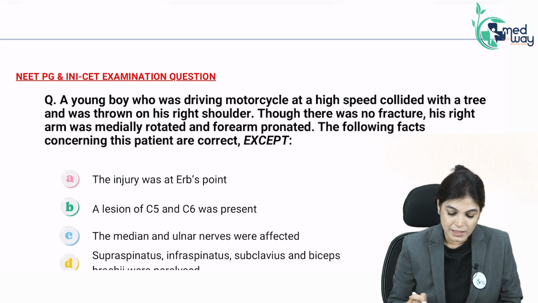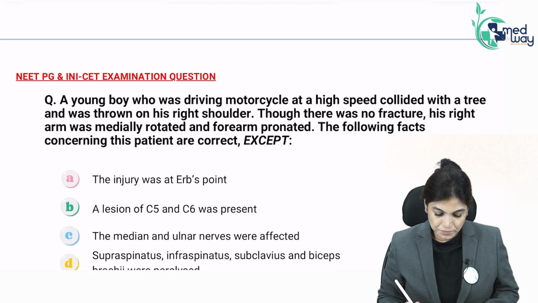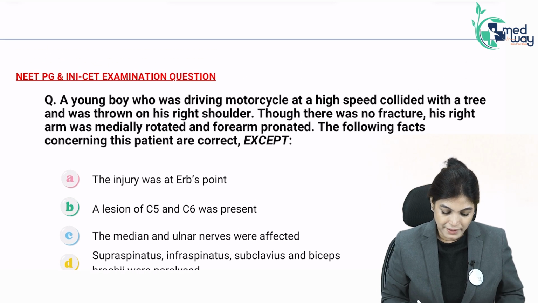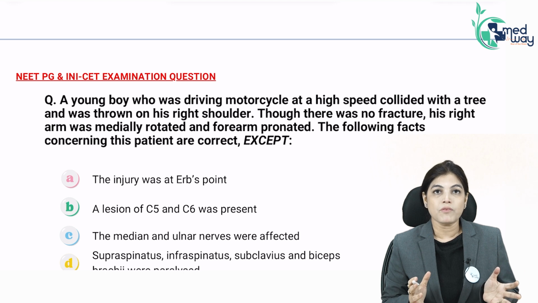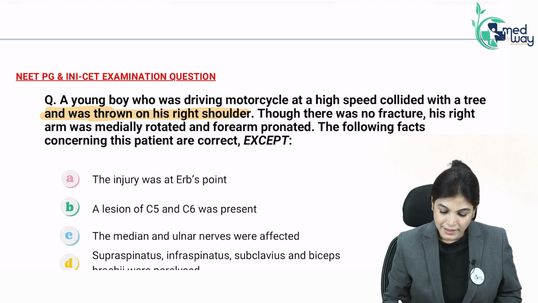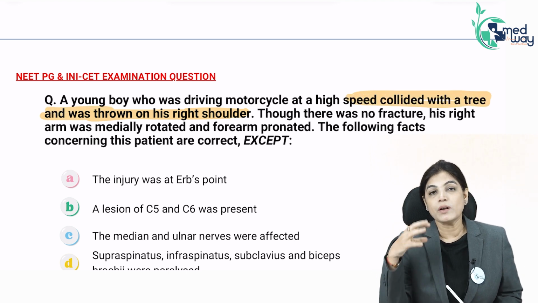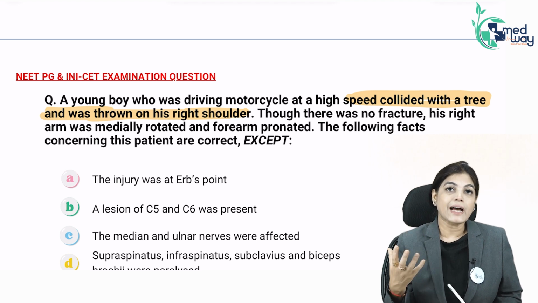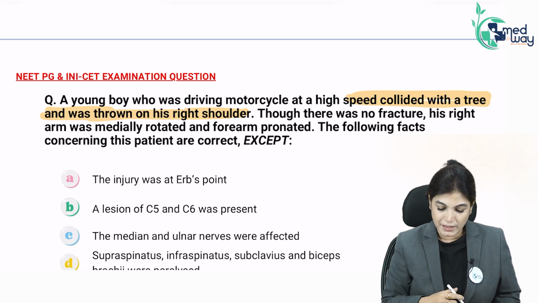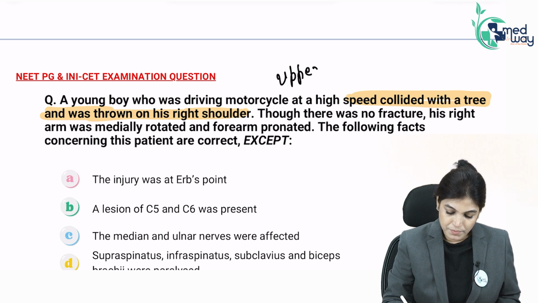So here, what happens in this case? If I talk about this condition, the key features I want to highlight. The key feature is the mechanism of injury. What you can see is he was thrown on the right shoulder. As I told you, one of the mechanisms of injury for the upper trunk brachial plexus is somebody falling right on the shoulder. That will lead to injury of the upper trunk of the brachial plexus. So now it is clear that this is a case of upper trunk brachial plexus injury.